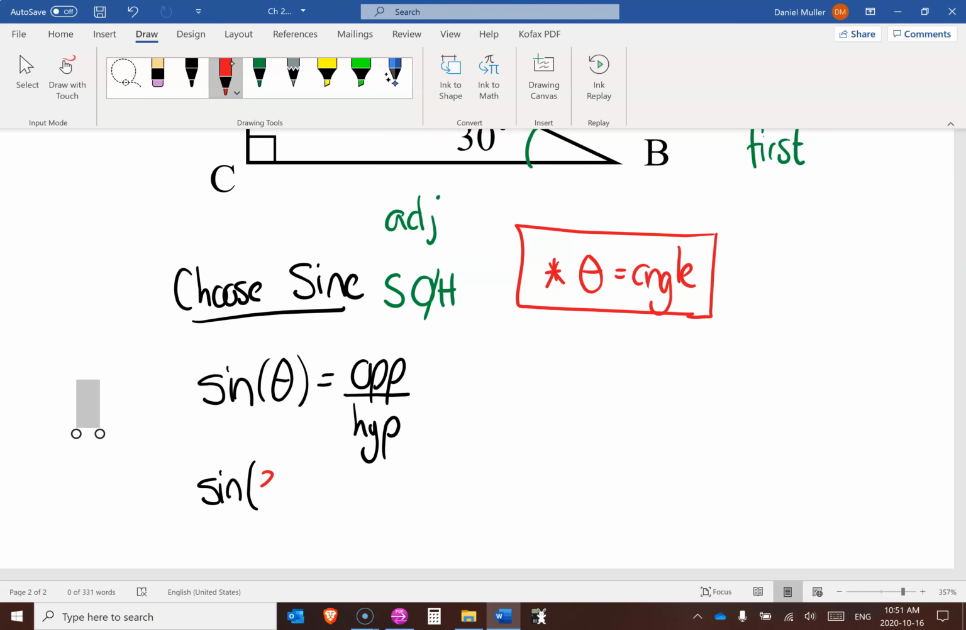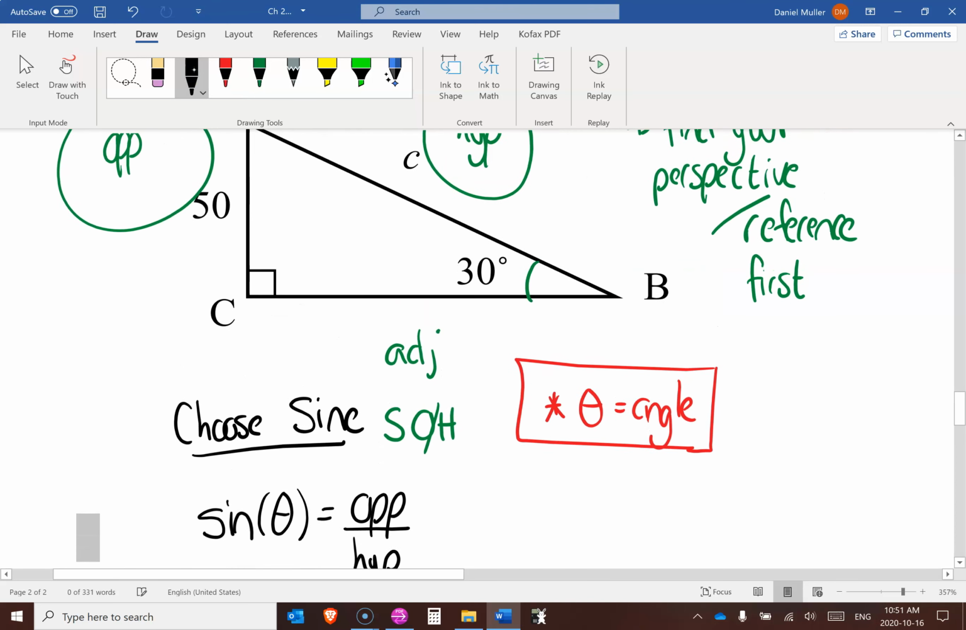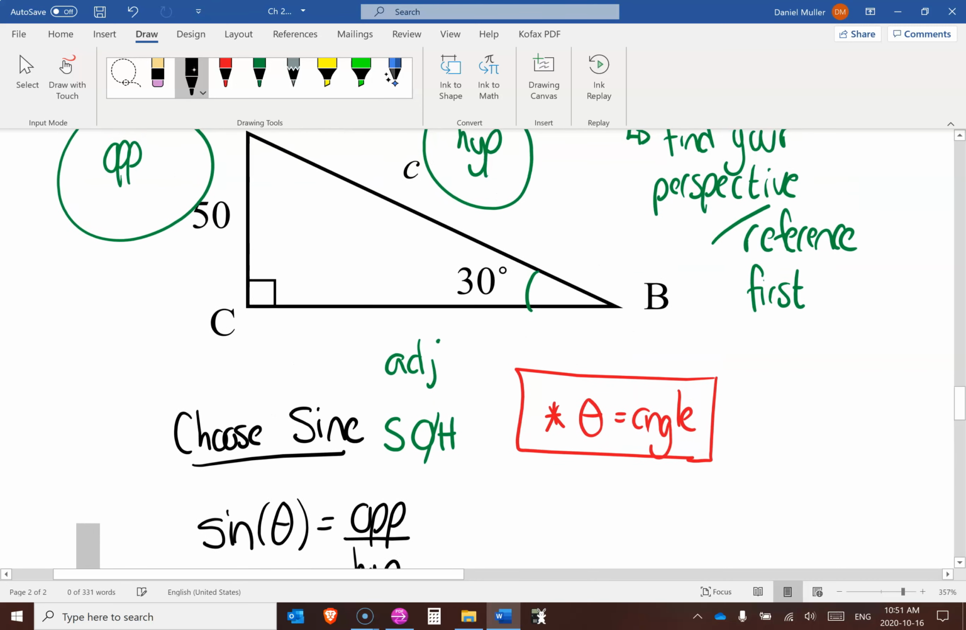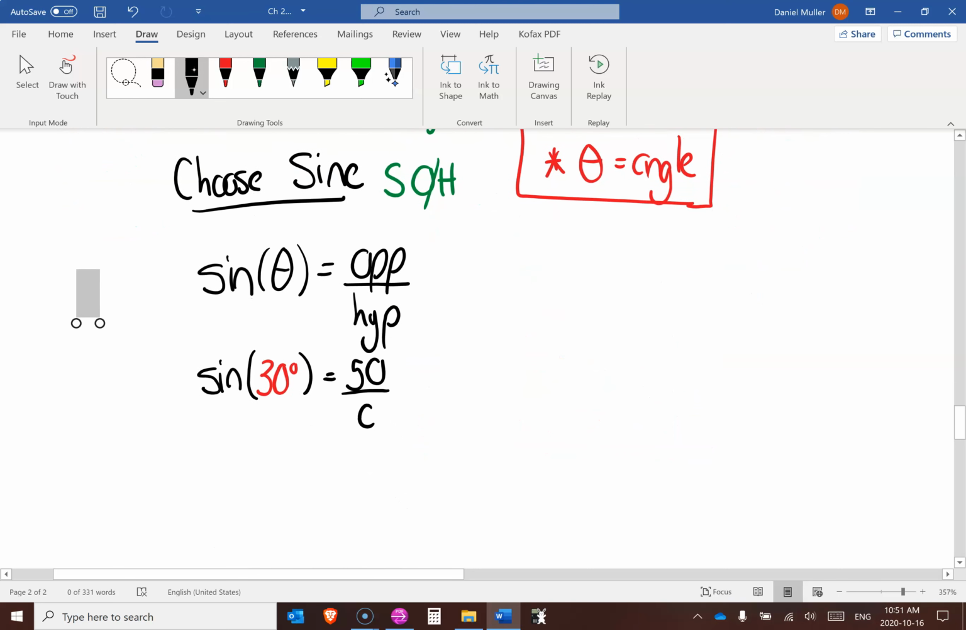So in this case, my angle is 30 degrees. And then we have opposite. Now what's our opposite? Our opposite is 50. And our hypotenuse, what's our hypotenuse? We don't know. So we leave that as whatever letter it is. In this case, it's C.